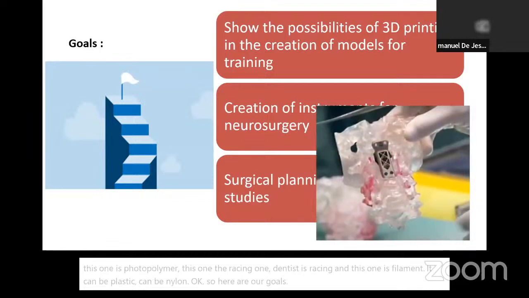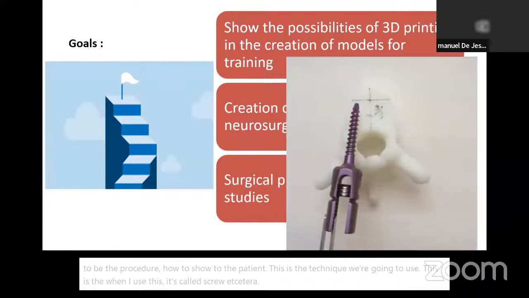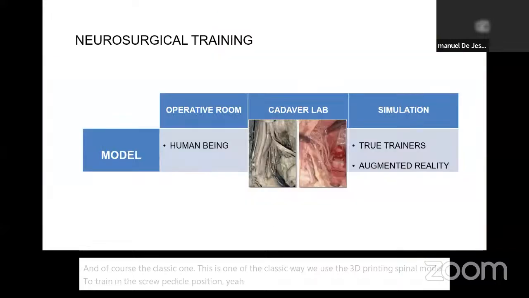Yeah, this is the part we already know. We can use the 3D printing model to show how the procedure is going to be, to show the patient the technique we're going to use, this is what we're going to use, it's called a screw, etc. And of course, the classic one. This is one of the classic ways we use the 3D printing spinal model to train in the pedicle screw position. Yeah, so the neurosurgical training, as we know, we can divide in different parts.